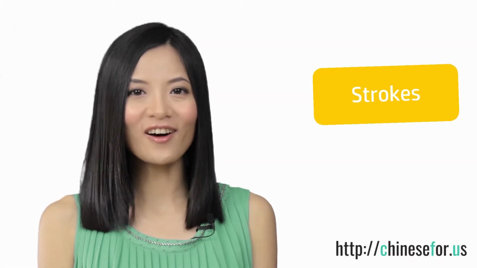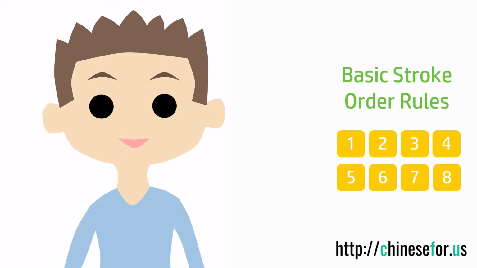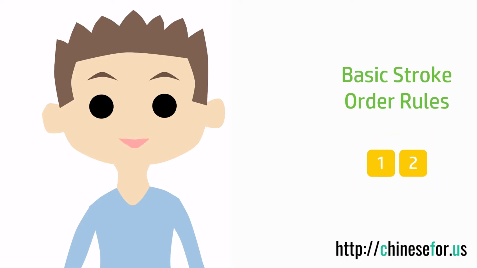So far, we've learned all the strokes and how they're constructed. Starting from this video, we'll be talking about the stroke order rules. There are only 8 basic stroke order rules. Today we'll talk about the first 2.